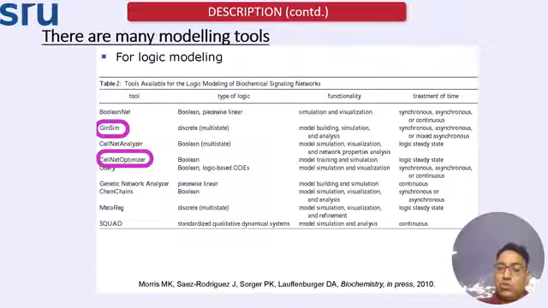Many of these tools have been worked out. See, CellNet Optimizer, BooleanNet, GeneSim, Squared, like that. And there are many more.